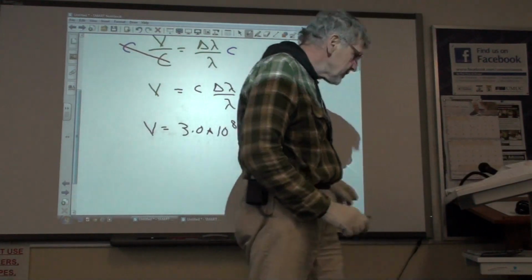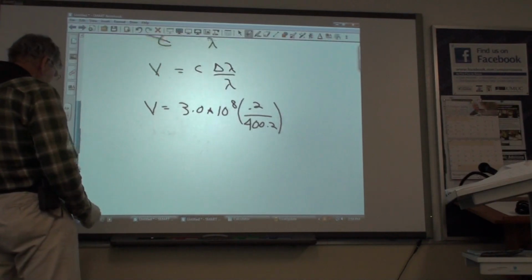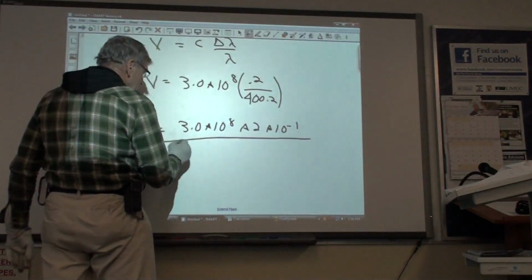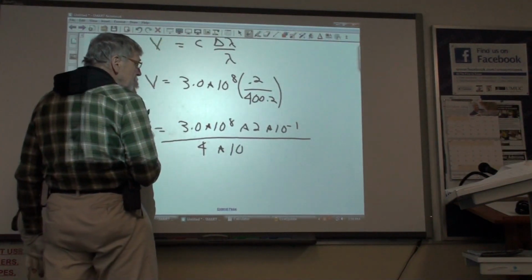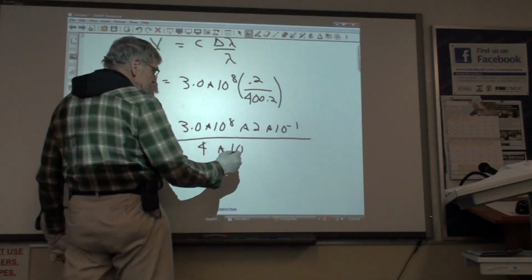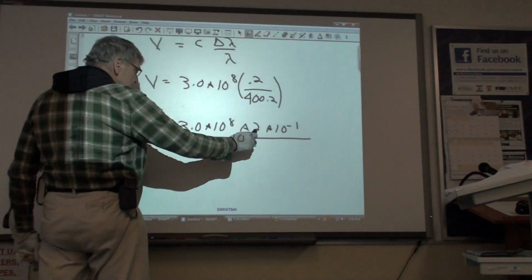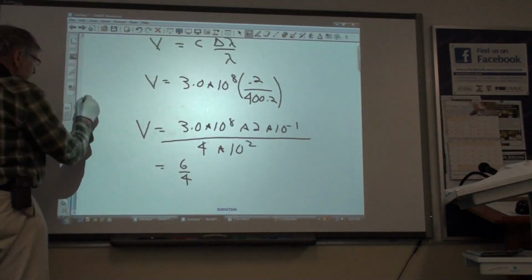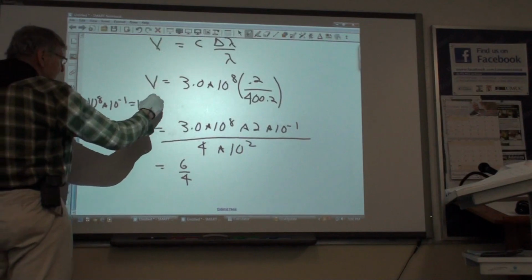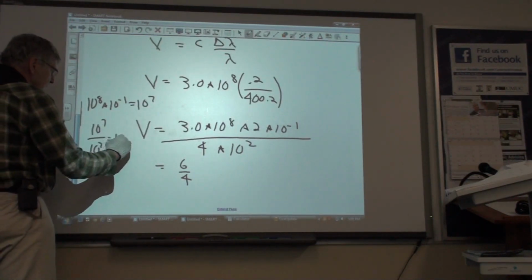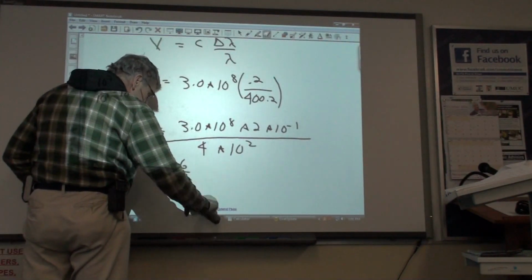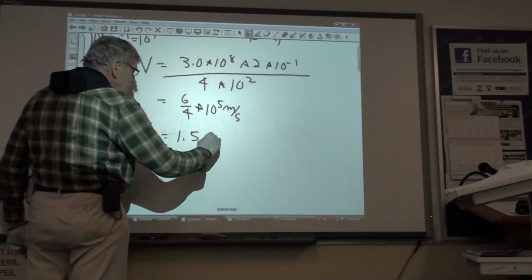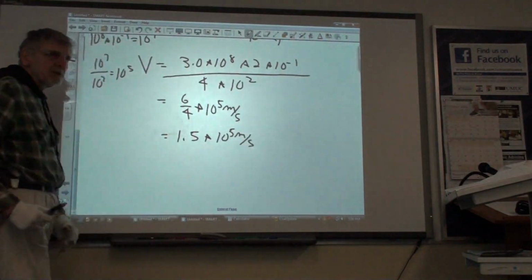We'll spell out the arithmetic in powers of 10. So velocity equals 3.0 times 10 to the 8th times 2 times 10 to the minus 1 over 4 times 10 to the squared. And I'm rounding off 400.2, which is 400. So let's collect the numbers. We have a 3 times a 2 over a 4, which is a 6 over 4. Now the powers of 10 on the top are 10 to the 8th and 10 to the minus 1. So 10 to the 8th times 10 to the minus 1 equals 10 to the 7th. Then 10 to the 7th divided by 10 to the 2 equals 10 to the 5. So 6 over 4 times 10 to the 5th meters a second. And 6 over 4 is 1.5. So 1.5 times 10 to the 5th meters a second is the speed with which the star is moving towards us.